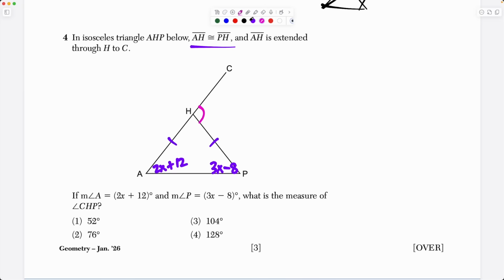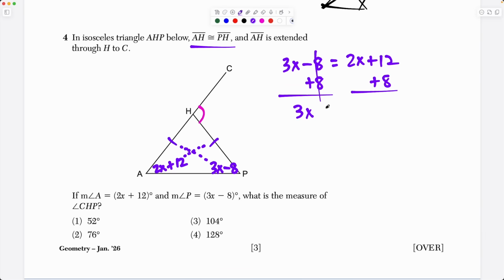An important detail here is that the isosceles triangle theorem says that the angles across from the congruent sides are also congruent. So angle A and angle P have to be equal, which means in terms of algebra that we can set 3x minus 8 equal to 2x plus 12. Now I'll start by solving for x. We're going to add 8 on both sides. That gives us 3x on the left, and on the right, 2x plus 12 plus 8 is 20. Now I just subtract 2x on both sides, and on the right side, 2x minus 2x cancels.